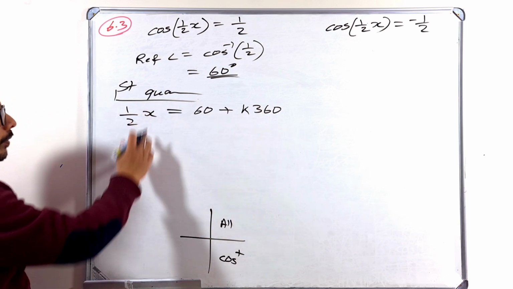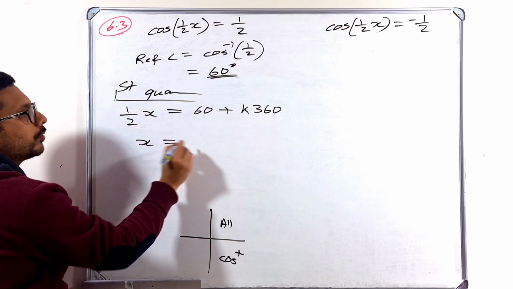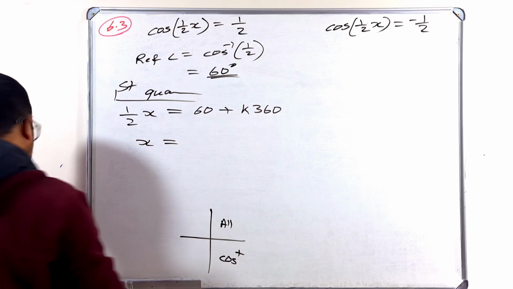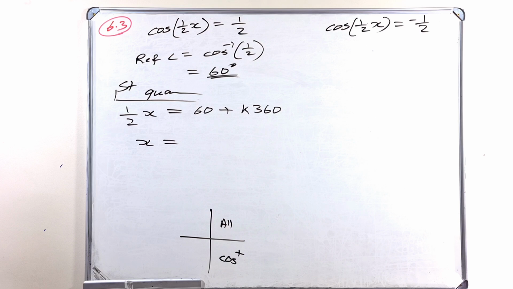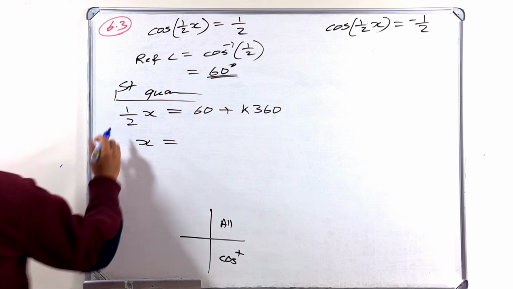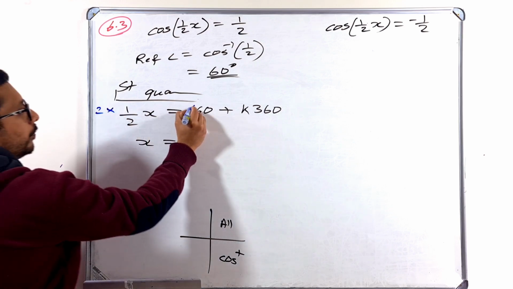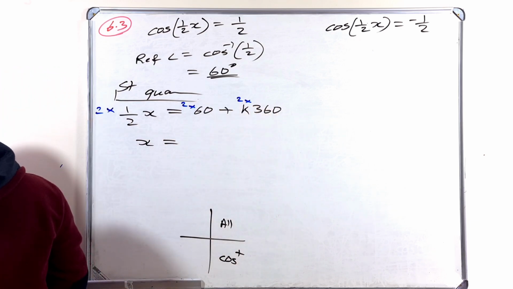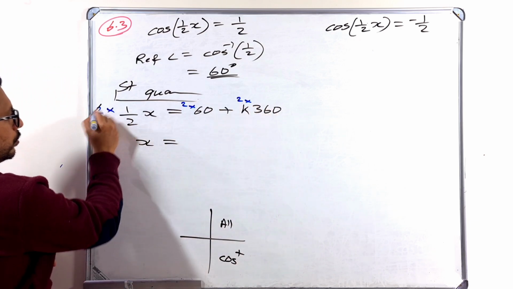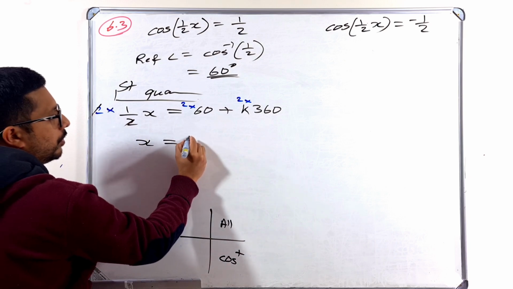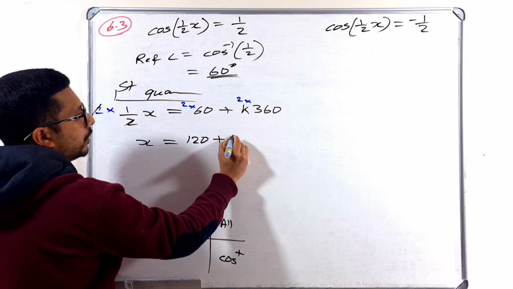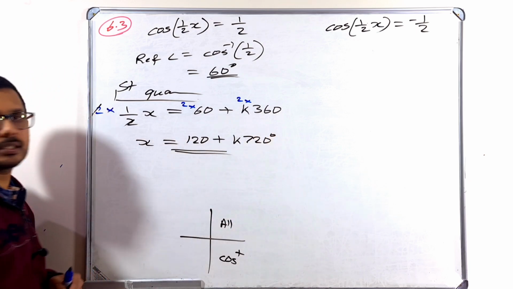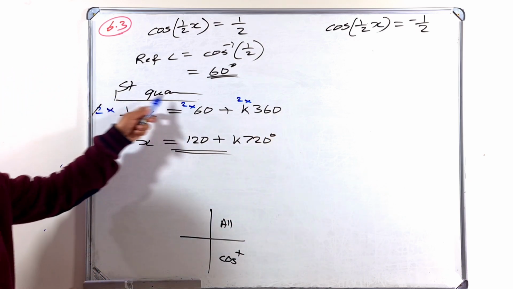Okay. So from here, what is x? You have to multiply throughout with 2, just to remove this 2. So what is the answer now? x is equal to, this 2 and 2 cancel, so x is equal to 120 plus k 720 degrees. That is one answer. That is based on the first quadrant.